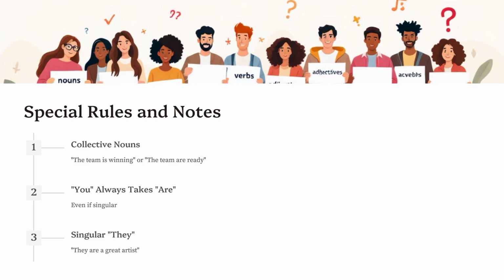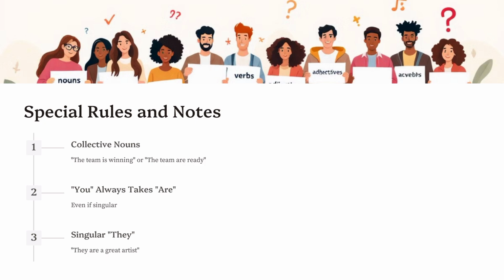Now finally, let's address something that you've likely heard more often in recent years. That's the singular they. This is used to refer to a person whose gender is unknown or someone who prefers they as their pronoun. And even though they is singular in this case, it still takes are. So for example, they are a great artist. It might feel a bit odd at first, especially if you've learned that they is typically plural, but this is an important and widely accepted use in modern English. So it's good to know this kind of thing.